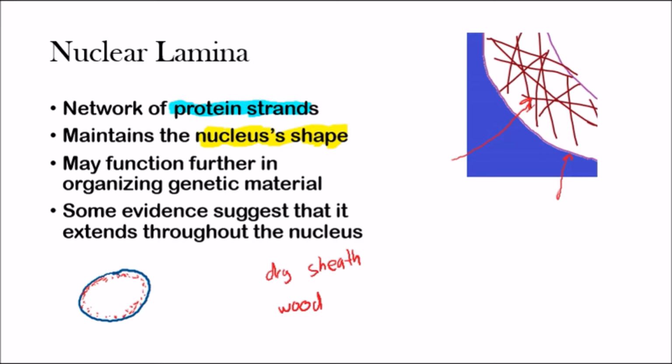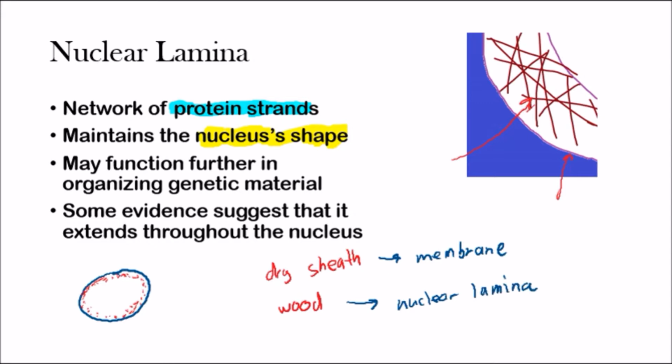In the same sense, when we talk about a nucleus, the drywall sheath of the nucleus is like the nuclear membrane or the nuclear envelope, same thing, and then the wood is the nuclear lamina. It's the thing that's giving it that support. I hope that simile helps you understand this.